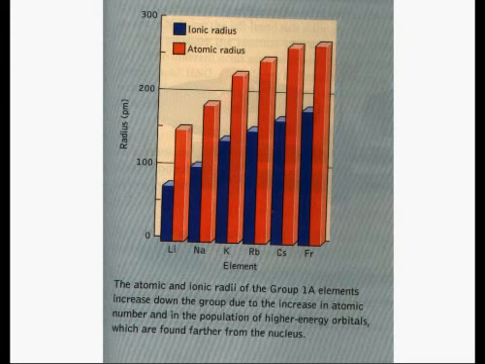These atoms get bigger as you go down the column, both atomic radius and ionic radius. We see, of course, that the ionic radius is smaller than the atomic radius, so the cation is smaller than the neutral atom, and they get bigger as you go down the periodic table.